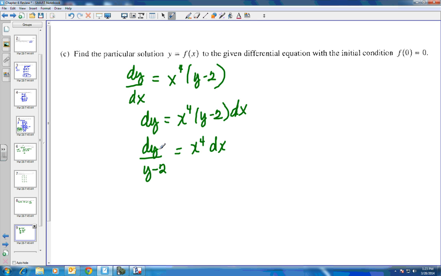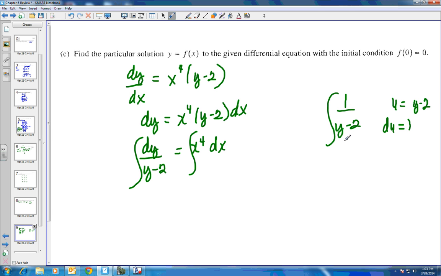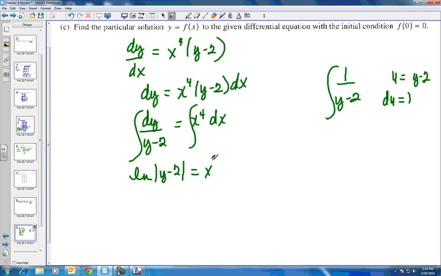If I have 1 over y minus 2, and I'm going to integrate both sides, and u is y minus 2, what's the derivative of u? 1. Do I have 1? Yes. So when I integrate that, that's going to be the natural log of absolute value of u, and u is y minus 2, equals x to the 5th over 5 plus c.